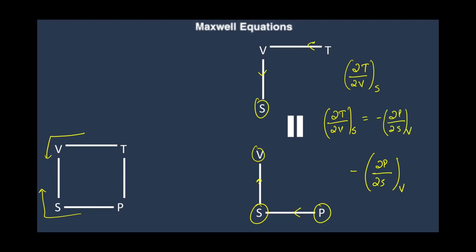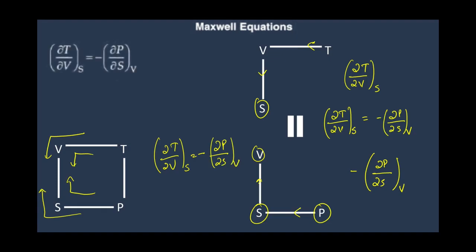Once you understand this concept, you don't need to write like this. We can just draw the box and think, and write dou T by dou V at constant entropy is equal to, since this is up, negative dou P by dou S at constant volume. It's a very simple equation. I hope you understood the four sets of Maxwell's equations.